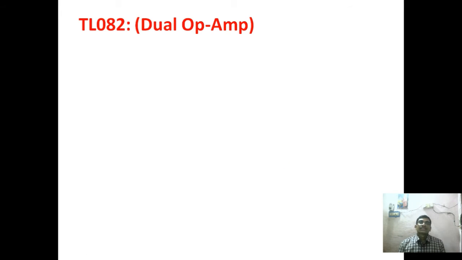Next topic is the TL082 operational amplifier. It was designed by Texas Instruments. This is a dual operational amplifier. So in a single IC, we may get two operational amplifiers. In the normal 741 operational amplifier IC, we have only one operational amplifier, but the TL082 contains two operational amplifiers. That's why it is called a dual op amp.